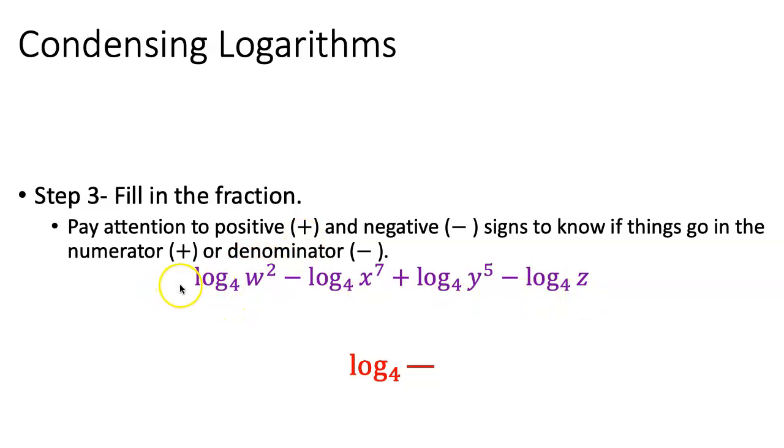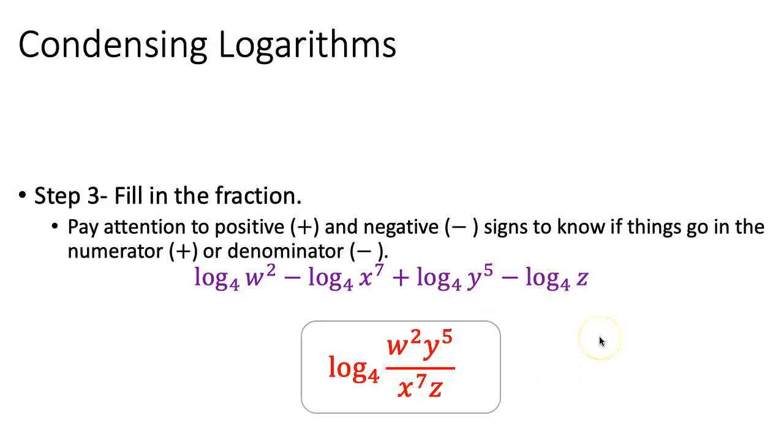So w squared, this is from a positive term, so it goes in the numerator. But it's a minus sign here for this x to the 7th. It goes into the denominator. Here's a positive sign for y to the 5th. It goes in the numerator. And a subtraction sign for the z. It goes into the denominator. So there is how our single logarithm gets smashed, or condensed, together from those 4 terms.